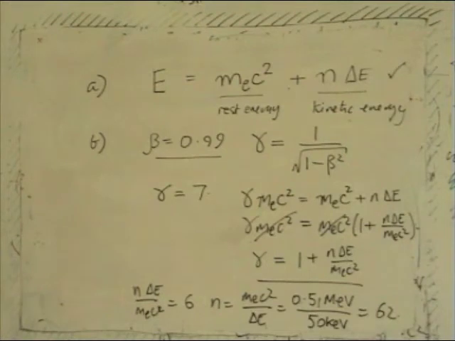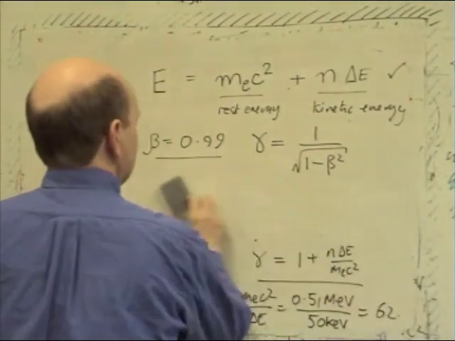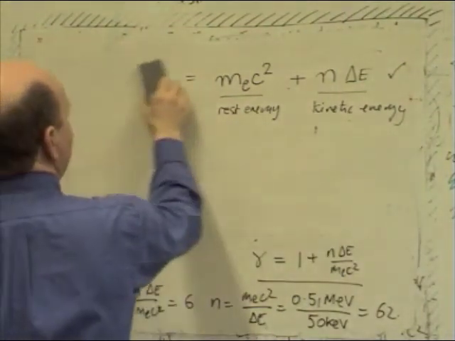In part C, what I wanted was a general expression for beta as a function of n.